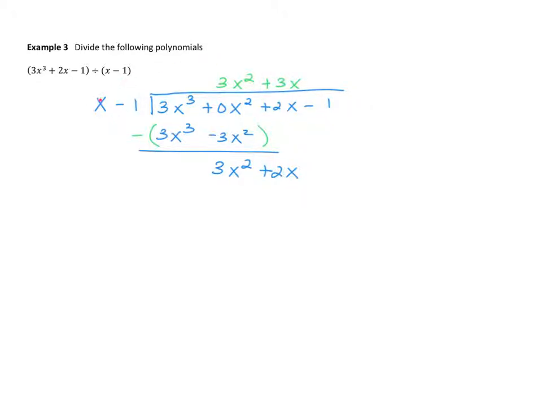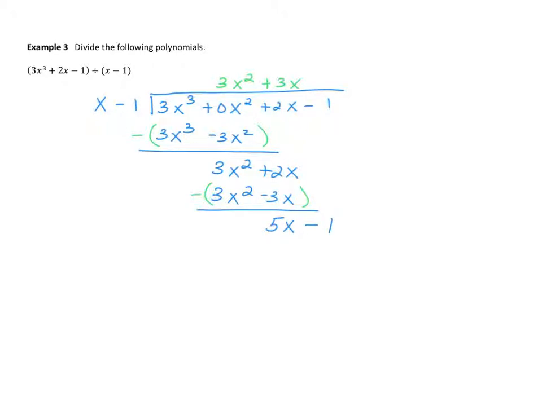Okay, so 3 times this 1 gives me a 3, and x times x gives me x squared, so I do in fact get my 3x squared. And then 3x times negative 1 is minus 3x, and I now subtract that. 3x squared minus 3x squared is 0. 2 minus a minus, that's plus, that's 5x. And I bring down the minus 1.